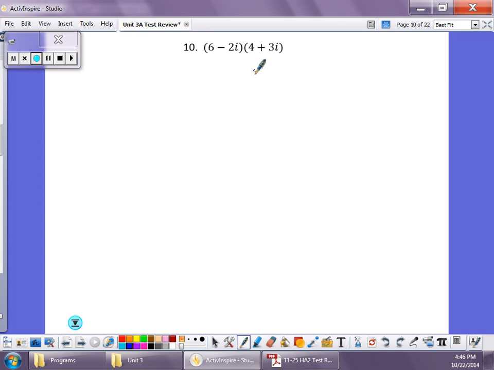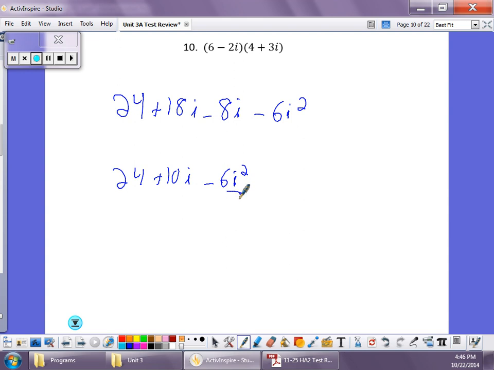This is just distributing again. So I get 24 plus 18i minus 8i minus 6i squared. So I'm left with 24 plus 10i minus 6i squared. Again, i squared equals negative 1. 24 plus 10i minus 6 times negative 1. So that's minus minus. I get 30 plus 10i.